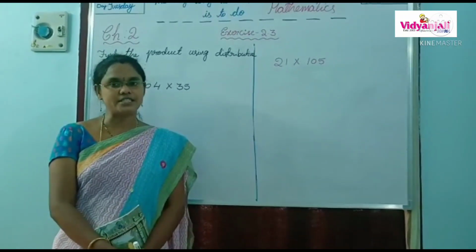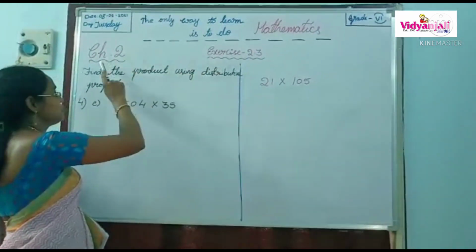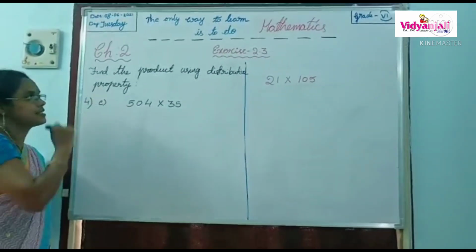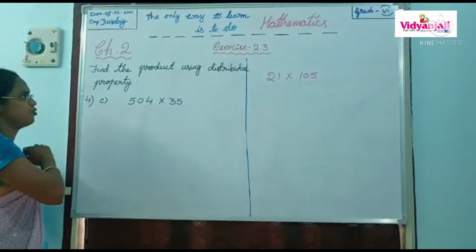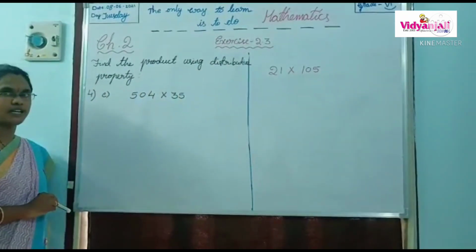What we have discussed yesterday? Yesterday we have discussed exercise 2.3, questions 1 to 4 Romans. Now let us discuss the remaining bits from 4th Roman. What is 4th Roman? Find the product using distributive property.